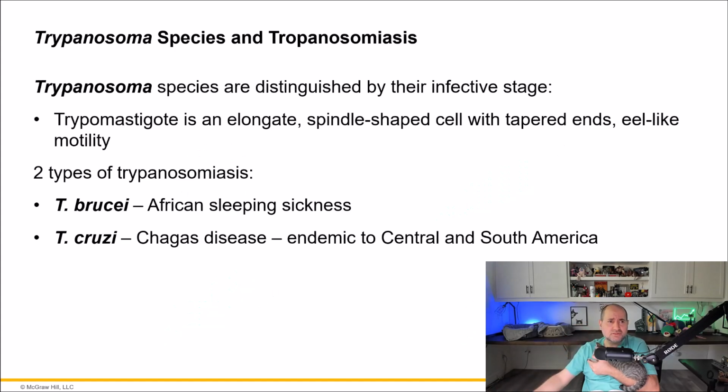So let's start with the Trypanosoma species. Trypanosoma are distinguished by their infective stage. The trypomastigote is an elongate, spindle-shaped cell with tapered ends. It has eel-like motility. There are two of these trypanosomal diseases that we're going to talk about.